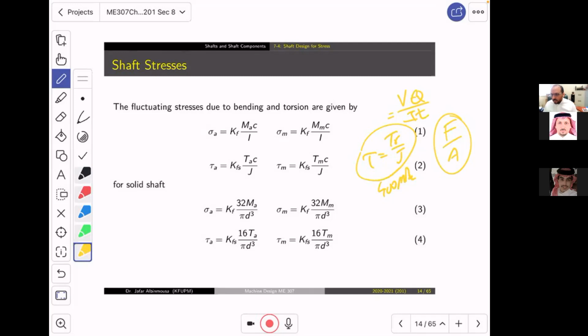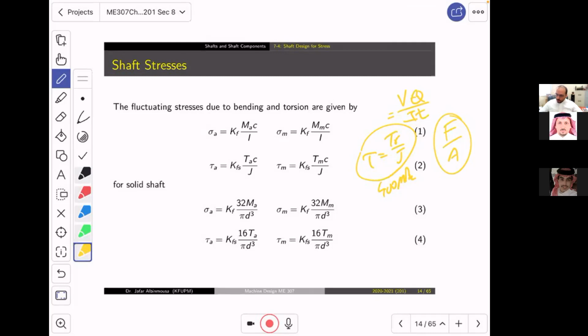Same goes with bending. Bending of a few hundred, a few thousand Newton meter can easily push the stress to several hundred megapascal. And we know that the yield stress is only several hundred megapascal. So this is where the problem comes.